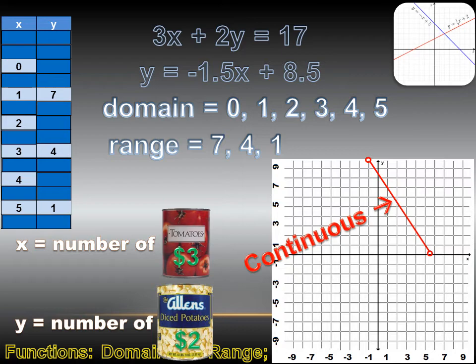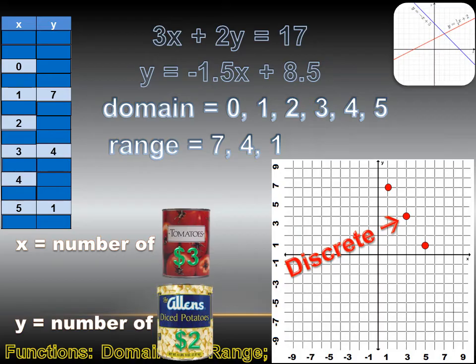No, we've got only a limited number of members of the domain and the range, and when we plot them, they'd look like that. I'd only be able to plot 1, 7, 3, 4, and 5, 1. And I wouldn't put a continuous line between these points because that point is not included. That includes a partial can of tomatoes, and I can't sell partial cans of tomatoes. So it's just 3 dots, 3 distinct points. And we call that a discrete function as opposed to a continuous function.